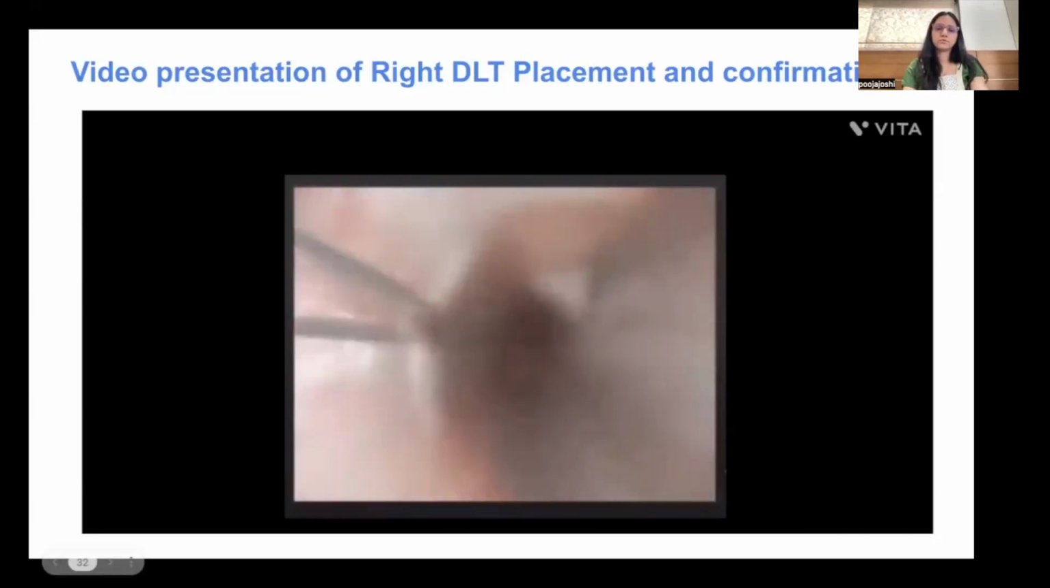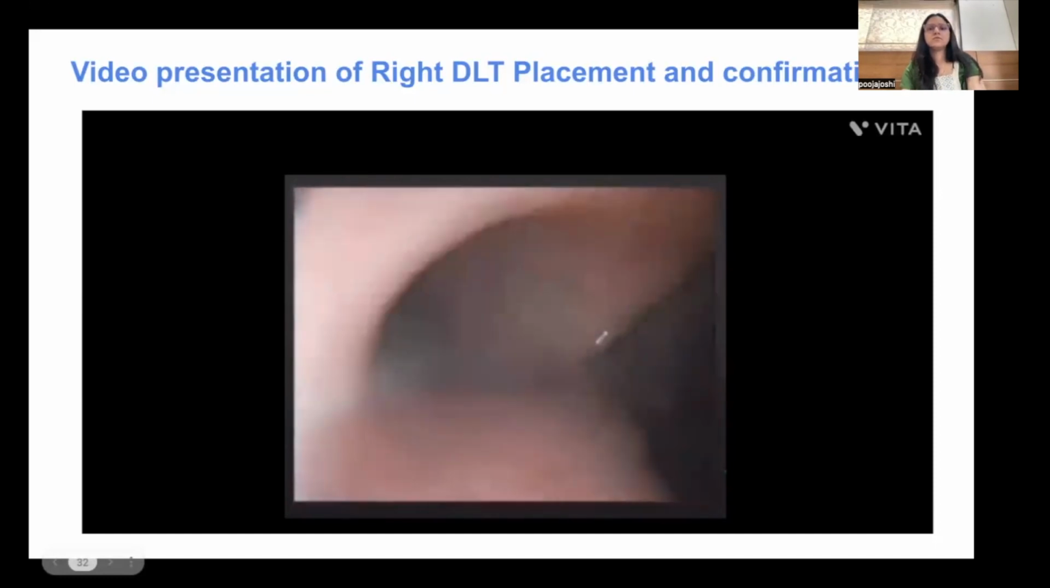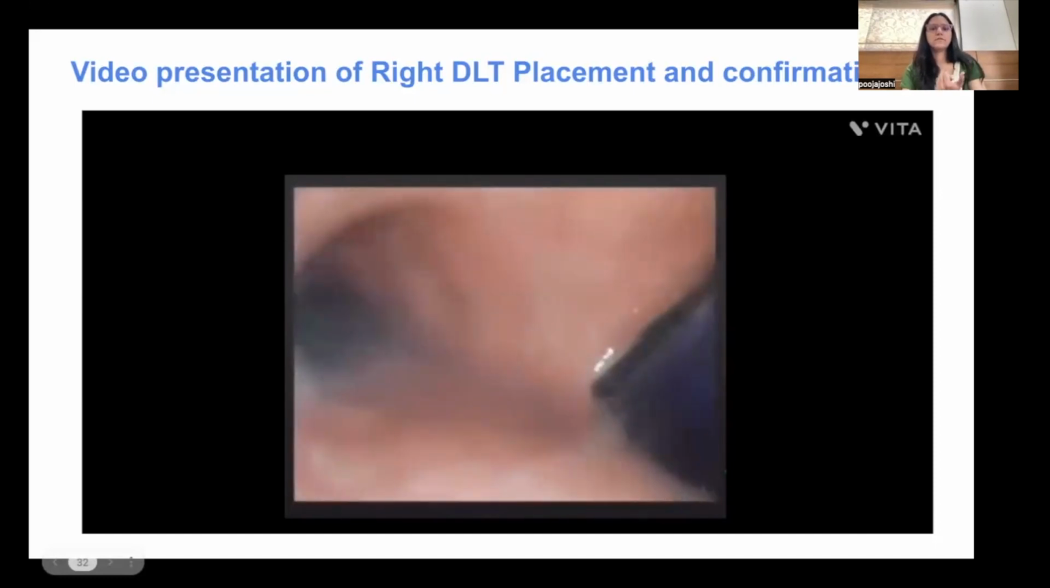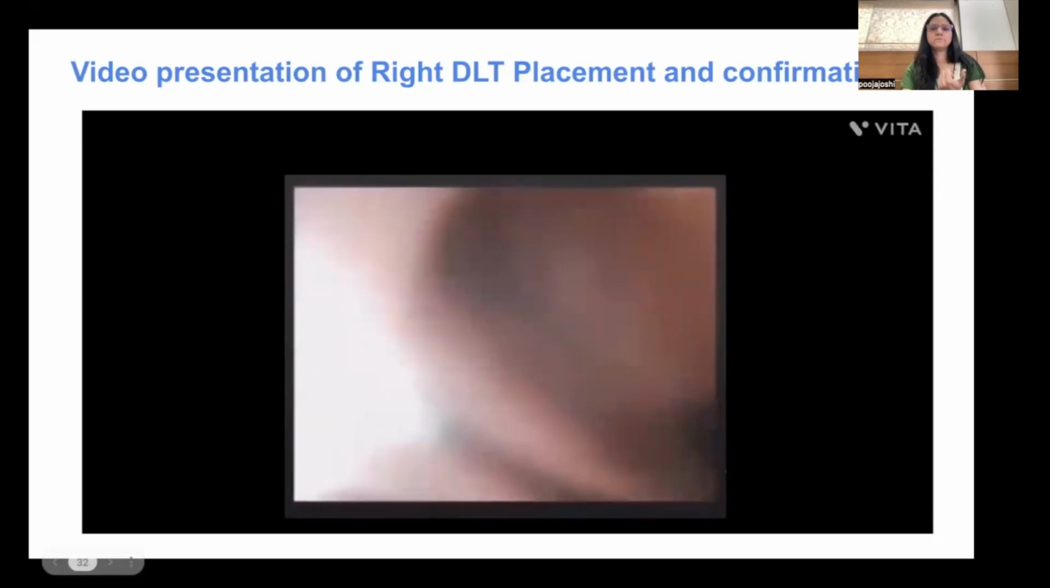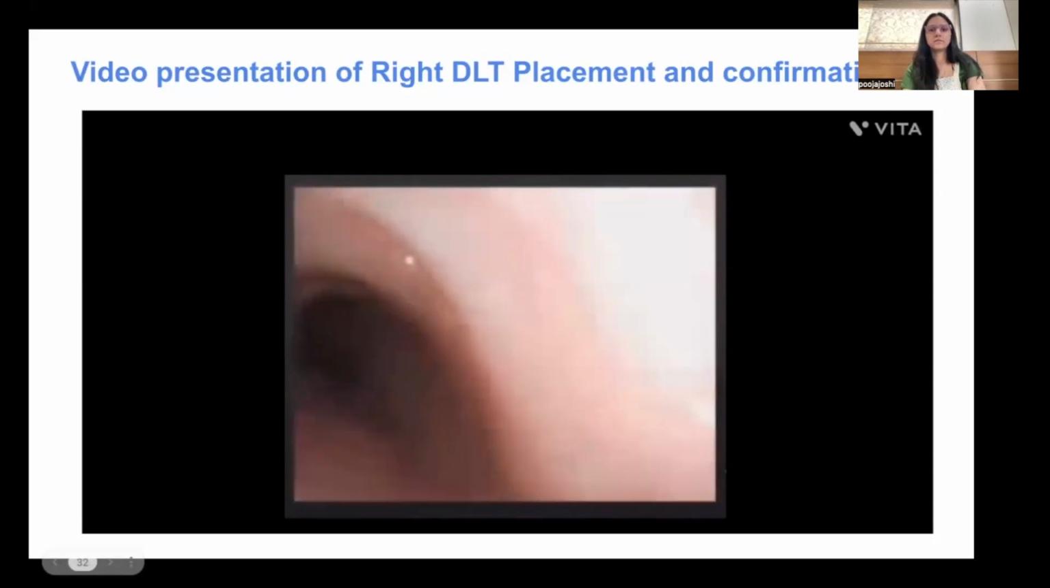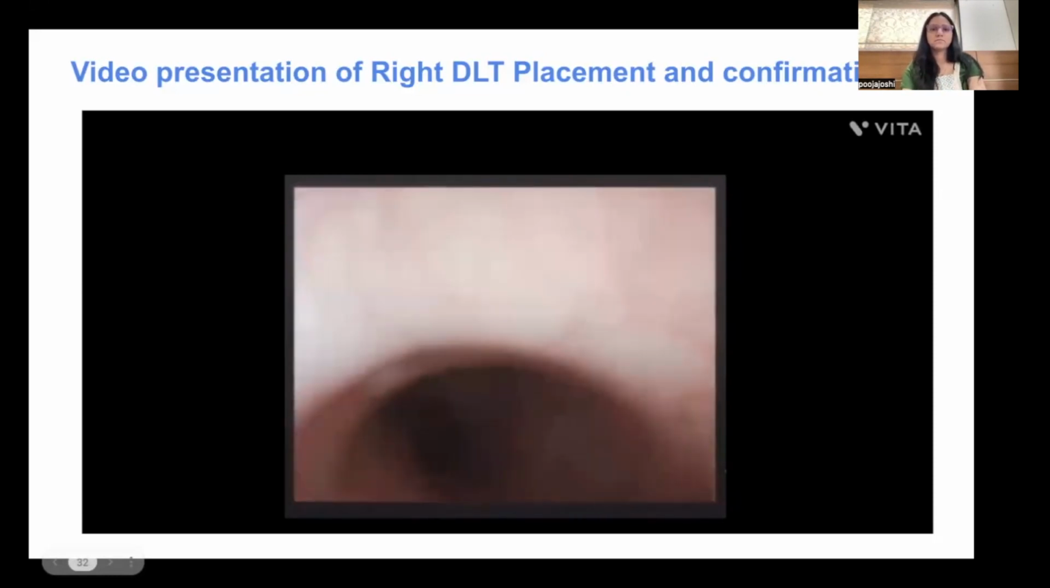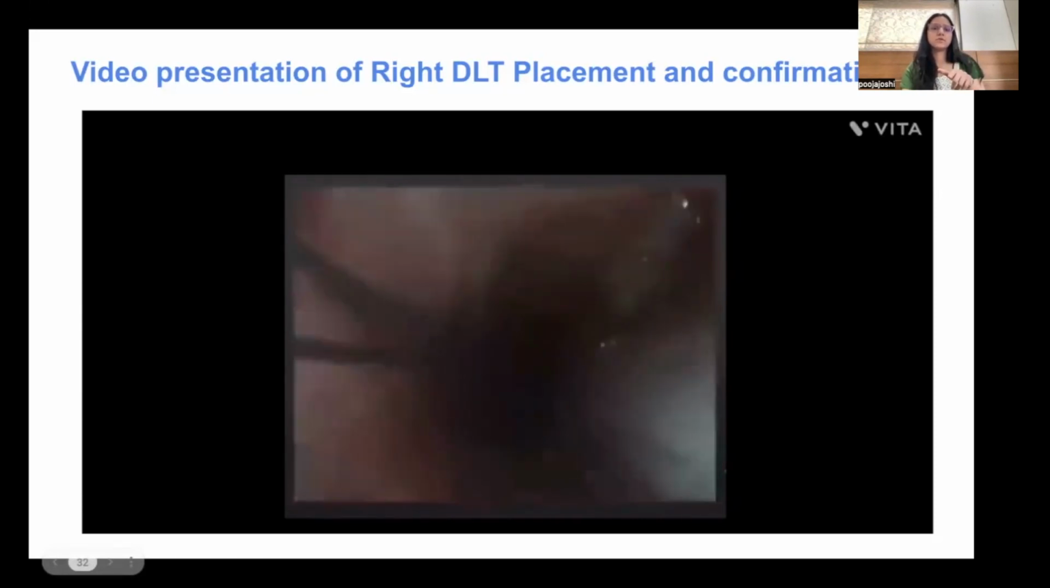Passing the bronchoscope through the tracheal lumen, you see the unobstructed left mainstem bronchial lumen, while the right mainstem bronchus is blocked. You further go into the left mainstem bronchus with the fiber optic bronchoscope, and you see the secondary carina.